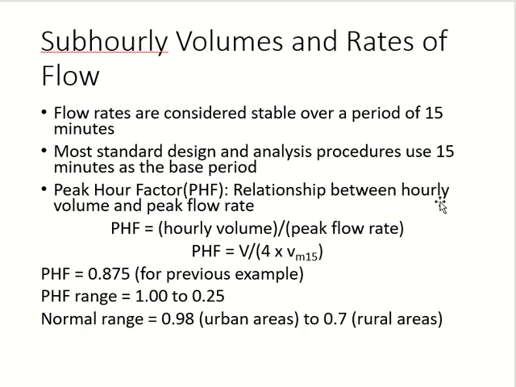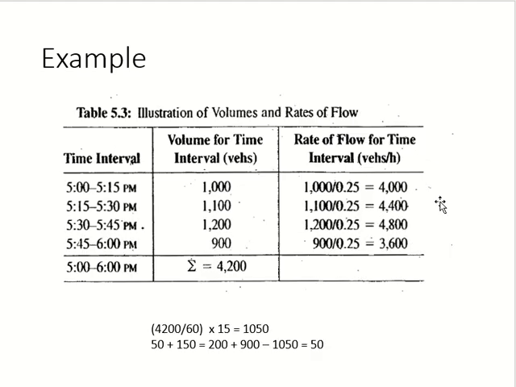So what do we do with the peak hour factor? There is no table for peak hour factor. For D and K there was a table, right? Or you observe it. But peak hour factor has an equation. The equation is hourly volume divided by peak flow rate. Hourly volume means you take the total of the whole hour. For peak flow rate, here you have the flow, and then you have to convert it to flow rate.